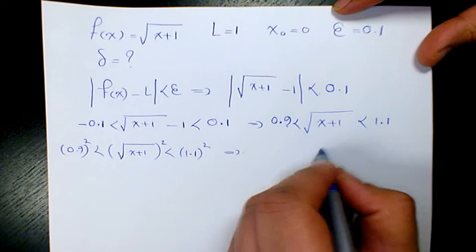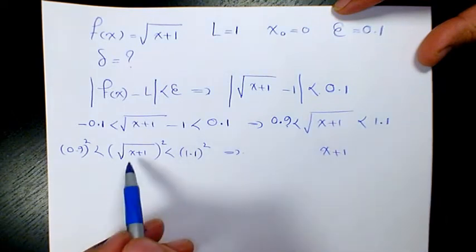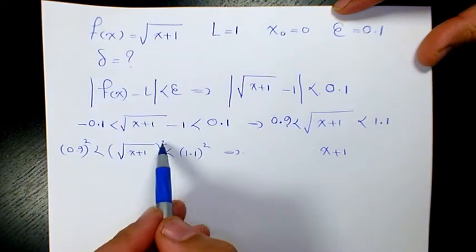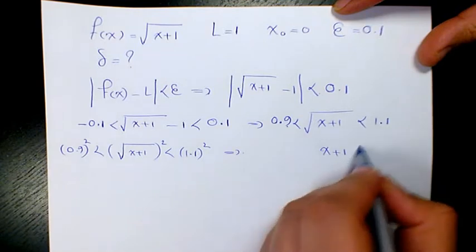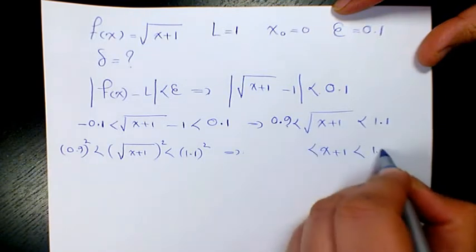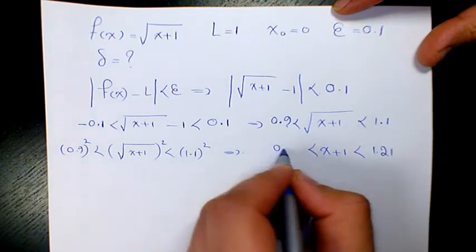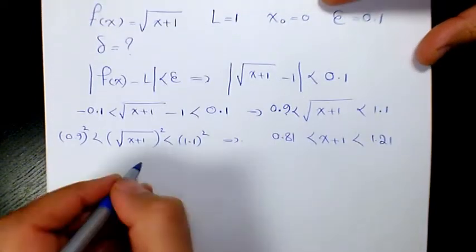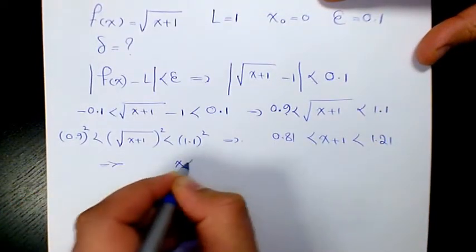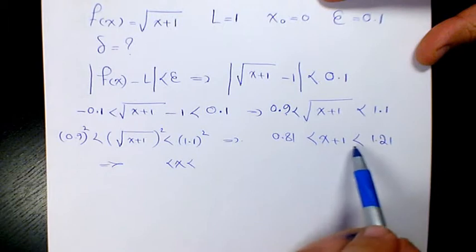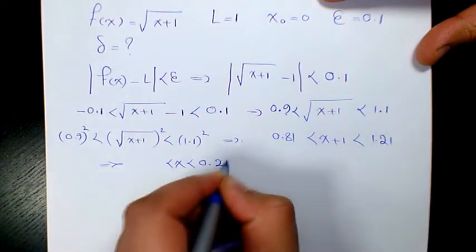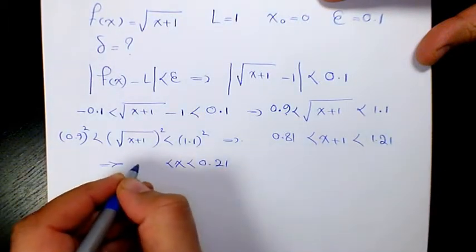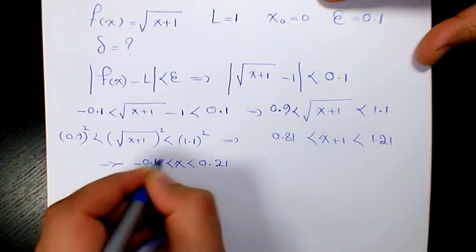That will be x plus 1, because square root of x plus 1 to the power of 2 is just x plus 1. Here we have 1.21 and here we have 0.81. One more step, we just need to reduce it by 1. It's going to be 0.21 and here we have negative 0.19.